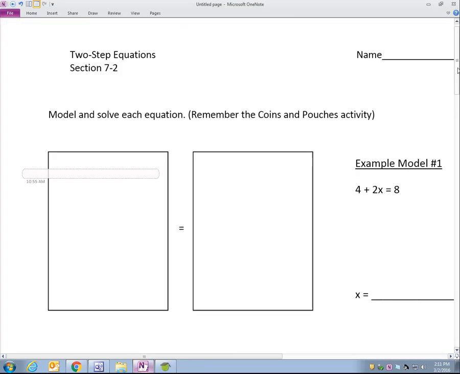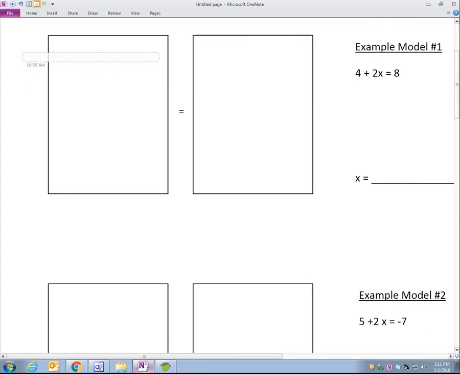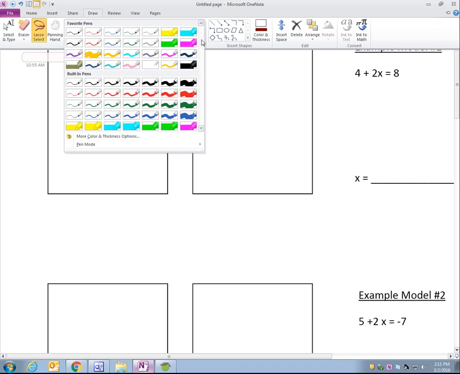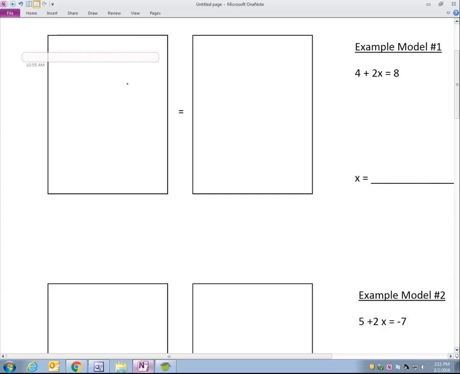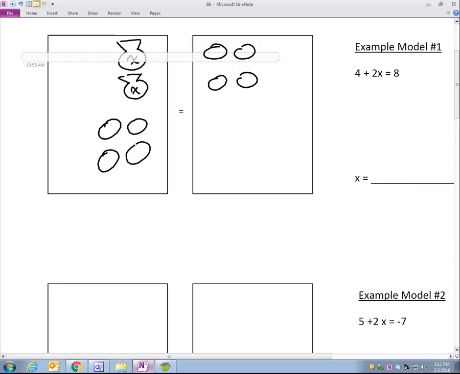So I'm going to do a drawing of pouches for representing X because we don't know how many coins are in that, and we are going to do circles for coins. I'm going to represent that like this. So I have 2 pouches. Then I have 4 coins. 1, 2, 3, 4. Then I have 8 coins over here. 1, 2, 3, 4, 5, 6, 7, 8.